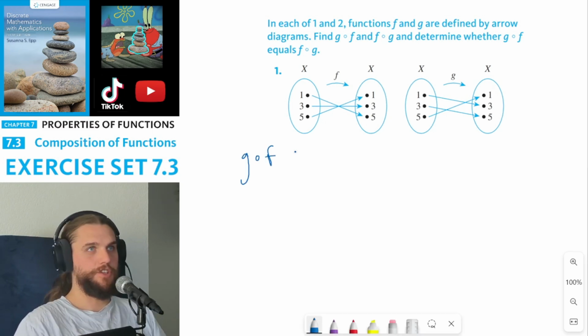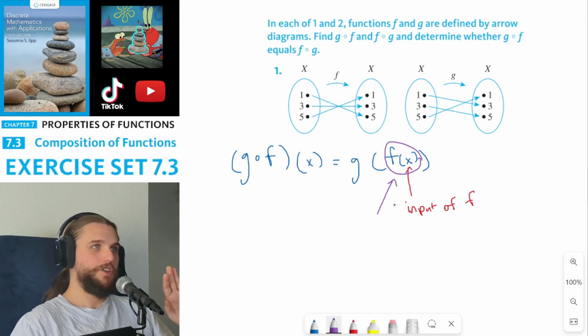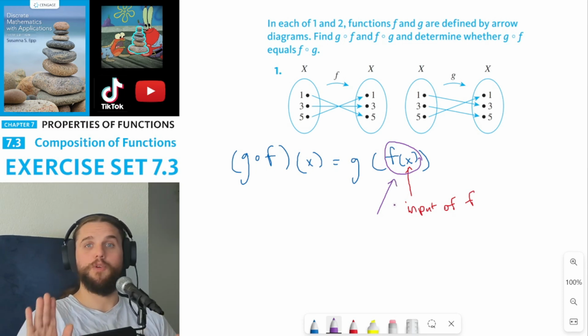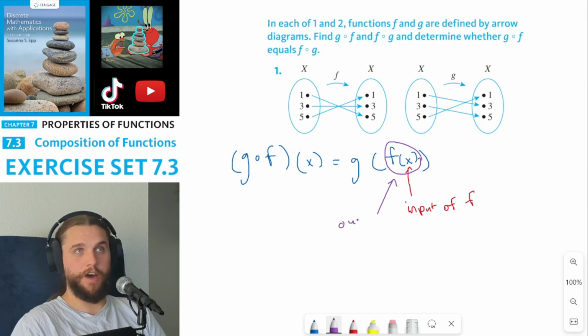Let's start with g of f, which, keep in mind, g of f of x is defined by g of f of x. Let's just unpack what's really going on here. X is the input variable, specifically of f. F of x is technically two things. It's super important to understand that f of x represents two things here. On one hand, it represents the output of f. This represents the output of f.